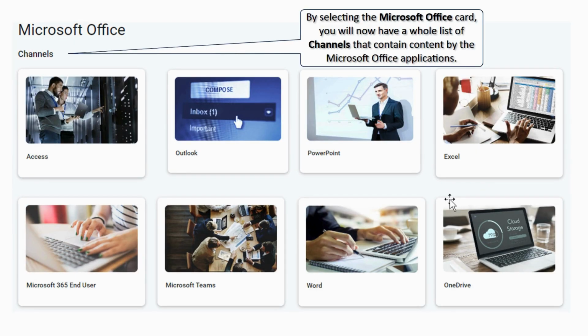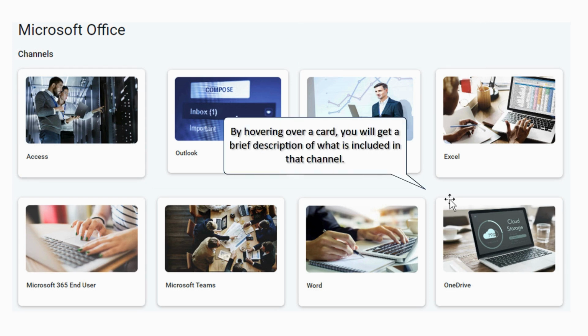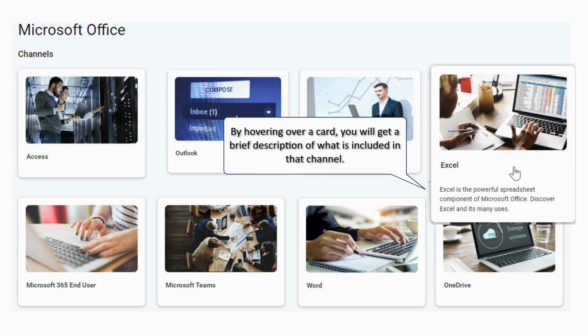By selecting the Microsoft Office card, you will now have a whole list of channels that contain content sorted by the Microsoft Office applications. By hovering over a card, you will get a brief description of what is included in that channel. For example, by hovering over the Excel card, I can see that Excel is the powerful spreadsheet component of Microsoft Office. Discover Excel and its many uses.